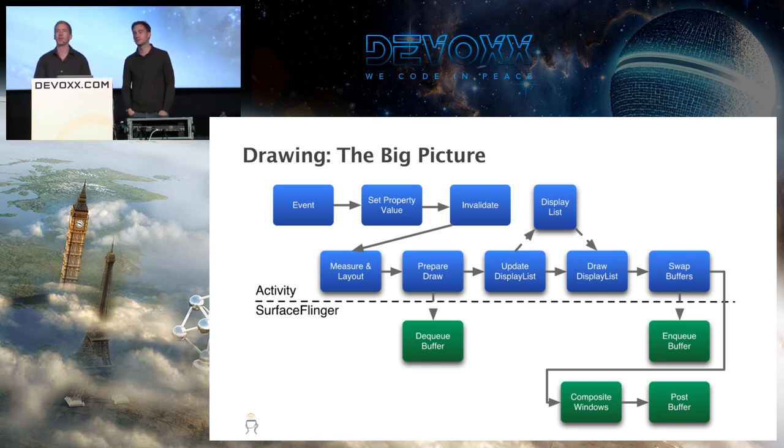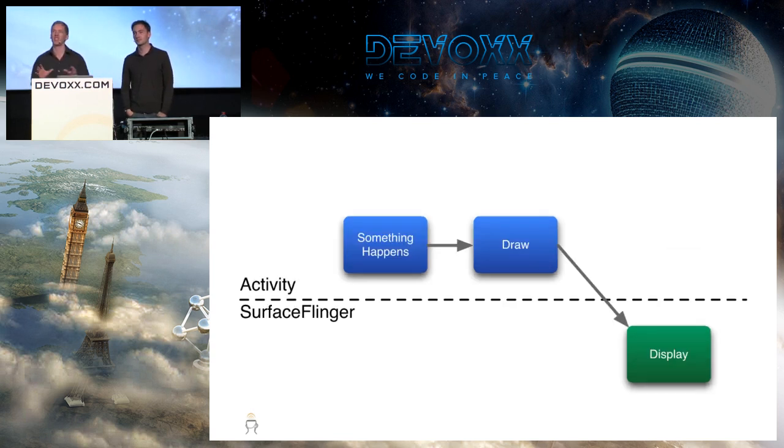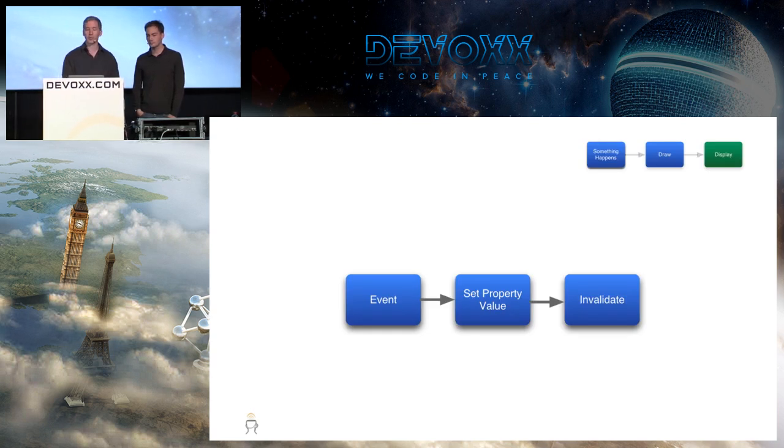You can think of the rendering system in Android as having essentially these 3 logical blocks. I call this one something happens. User, event, input, whatever. Then we draw stuff. And then Surface Flinger, a separate process on the system, is responsible for taking all this information and actually displaying it on the screen. So for these 3 logical blocks, we can break it down further.